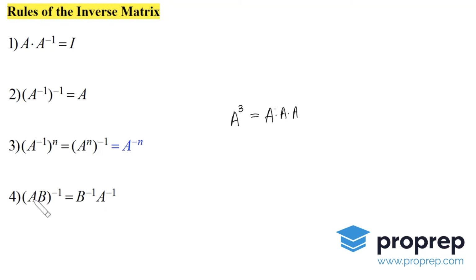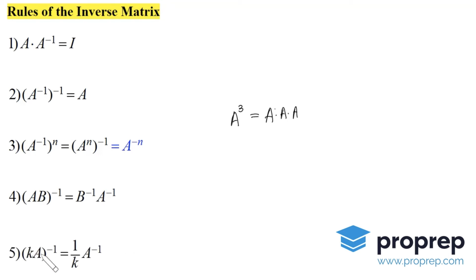Now, if you take the inverse of AB, it's not the inverse of A times the inverse of B. You have to reverse the order. It's the inverse of B times the inverse of A. Very important. Take note. Do not get confused.